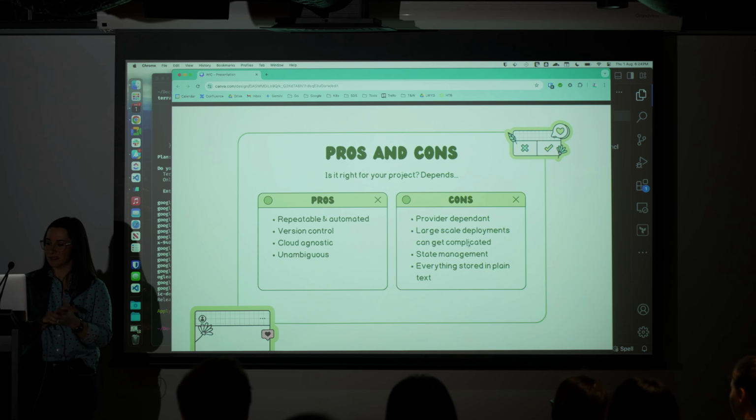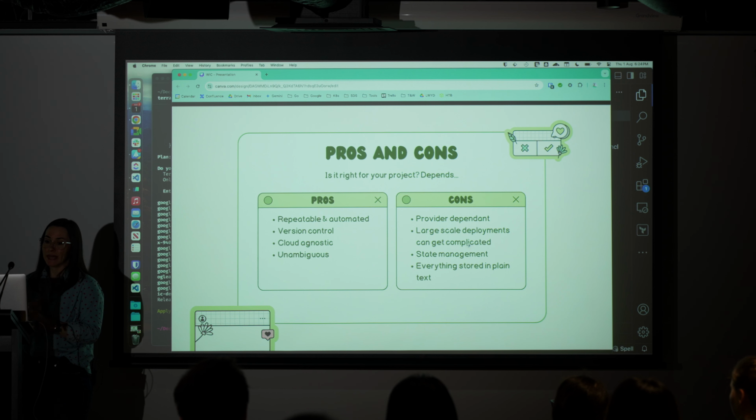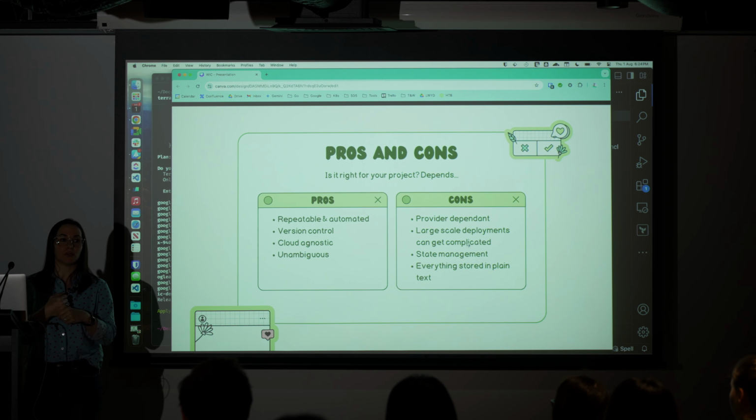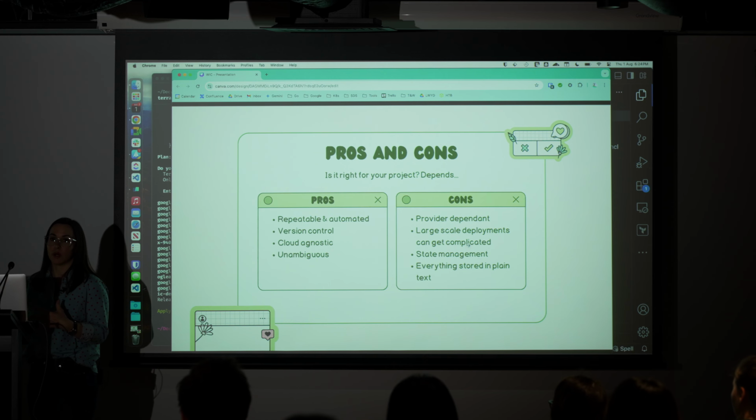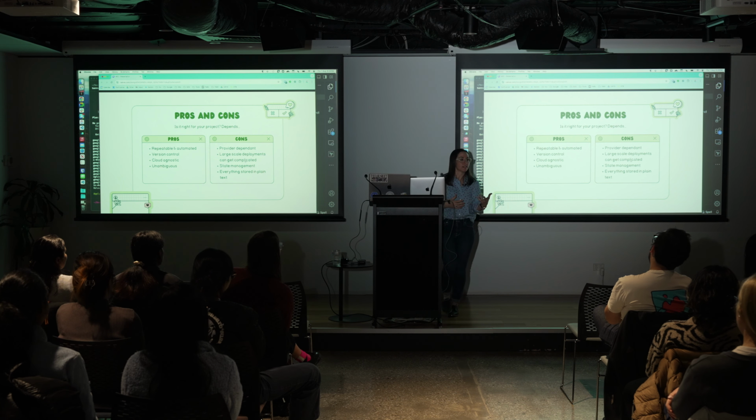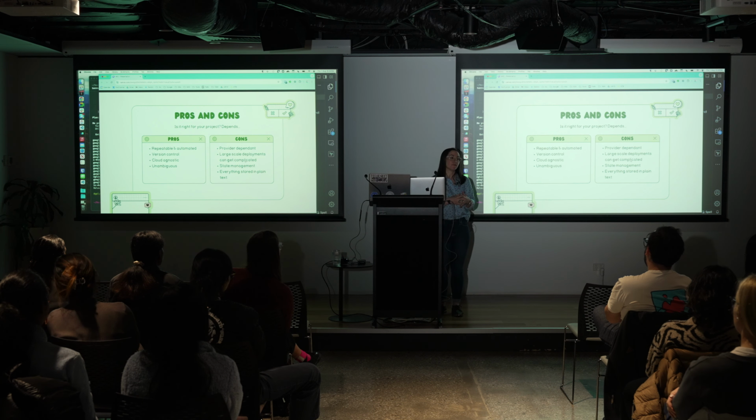Because there are cons. It is provider dependent. So I'd say you could build just about any cloud resource with Terraform, but it is not any cloud resource. Terraform is still dependent on the providers, such as AWS and GCP, to make their resources available through the language. So the maturity and feature set of these providers can vary, and some functionality may not be supported.